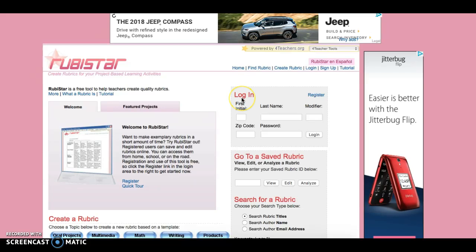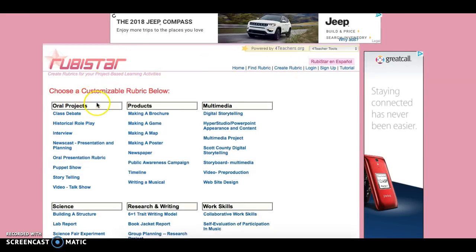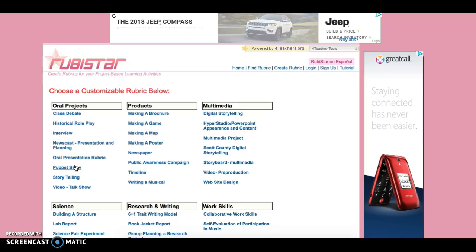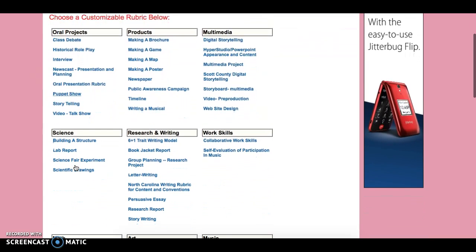I wanted to take a quick minute to walk you through Rubistar if you haven't used it before. So when you get to this website, it has a Create Rubrics section that you can go to. And what's really nice about it is that it has customizable rubrics for you, categorized by specific topics.